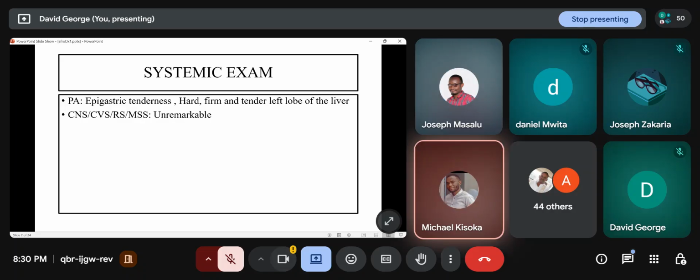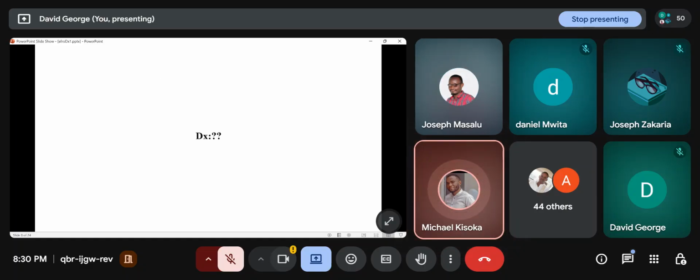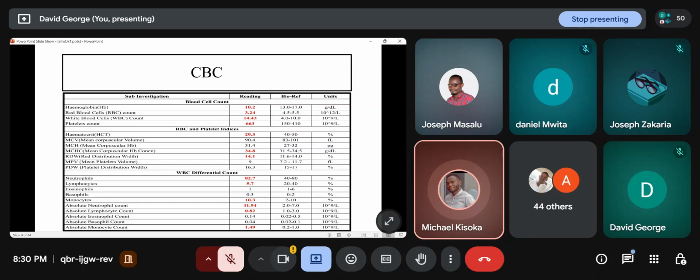Okay, so let's go to investigation, David. So these are the investigations. Actually, the CBC has a lot of derangements. The hemoglobin is 10, and there are a number of other derangements, but remarkably, there's a leukocytosis of 14 and thrombocytosis also of 663. And other parameters, as you can see, and you can appreciate them.